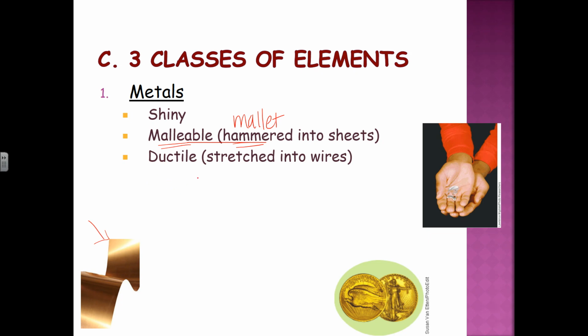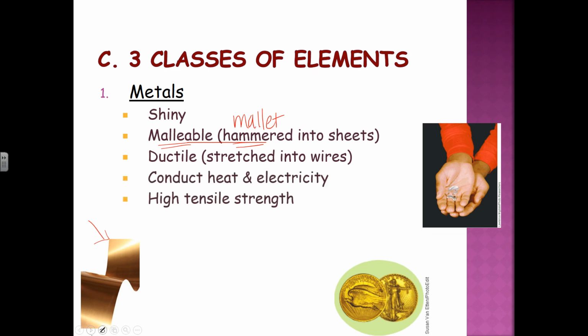Ductile or ductility is another characteristic of metals. Ductility refers to the ability to pull it or stretch it into a wire. Think about if you have electrical wiring in your home. All metals are malleable and ductile.